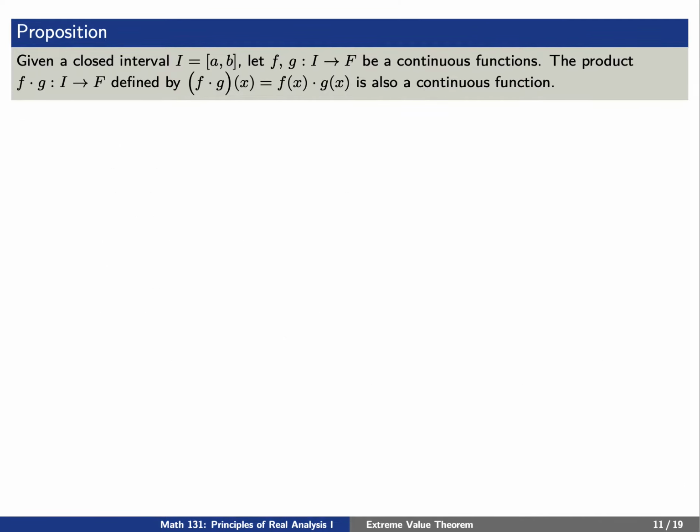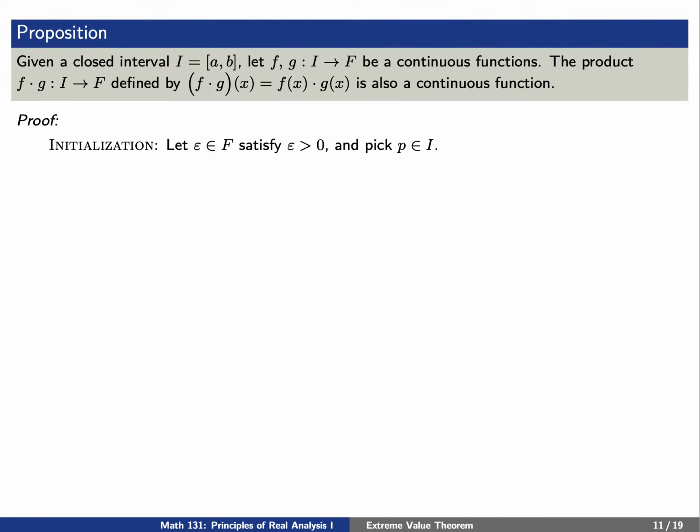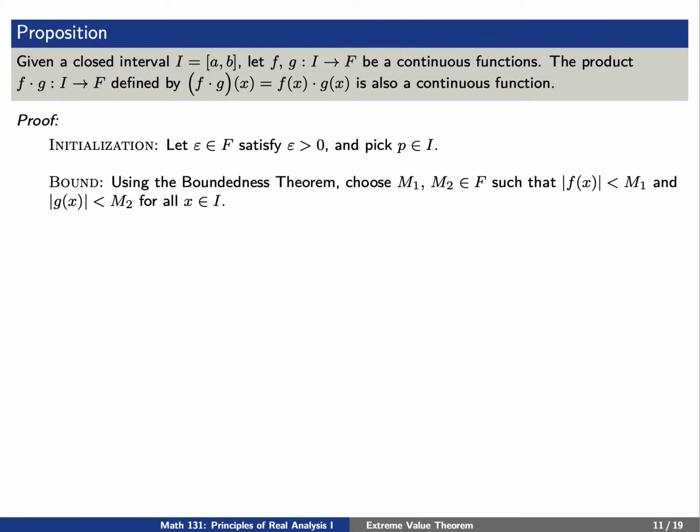We can say the same property about the product of two functions. We'll explain why, again by using an epsilon delta proof. Let's say that a positive epsilon is given, and let's pick a point P in our closed interval. First, using the boundedness theorem, we can find m1 and m2 such that the absolute value of f of x is less than m1 and the absolute value of g of x is less than m2 for all x in the closed interval I.